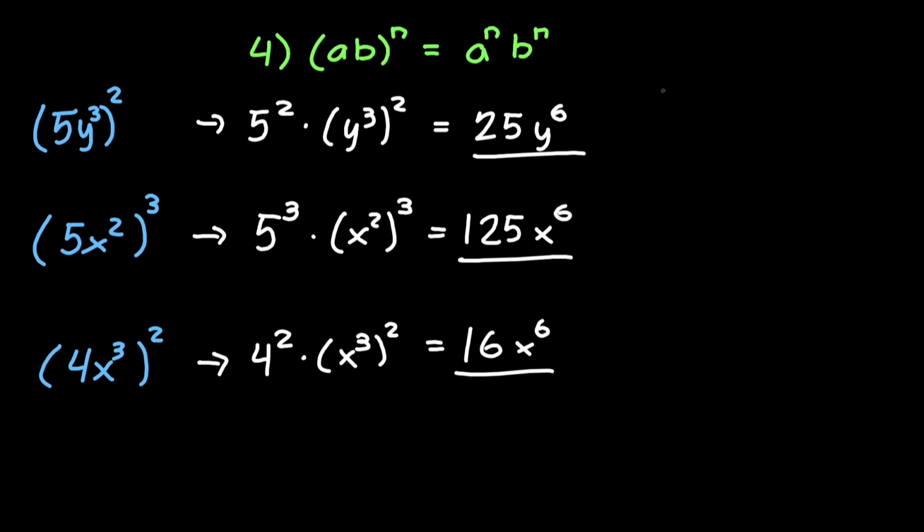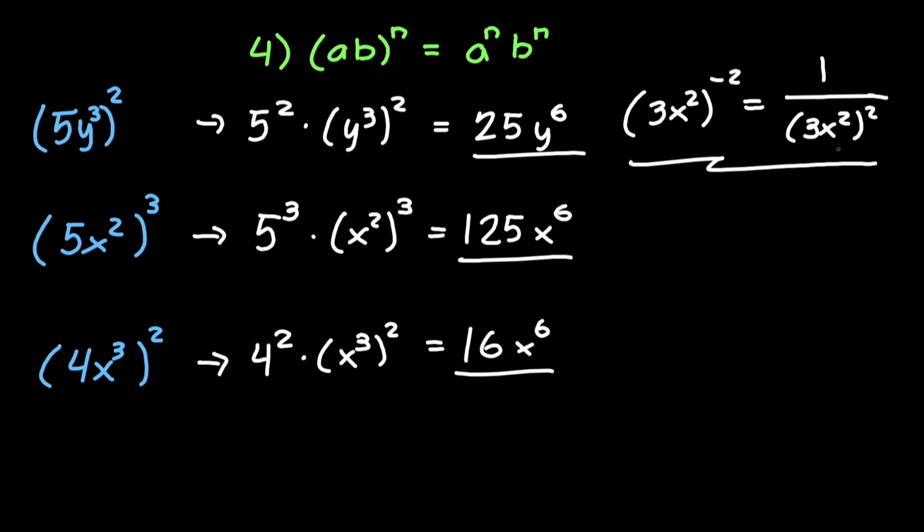By the way, if you encounter some problems like 3x squared raised to the power of negative 2, this would be 1 over 3x squared raised to the power of 2. This is for rule number 7, which I will be explaining later on.